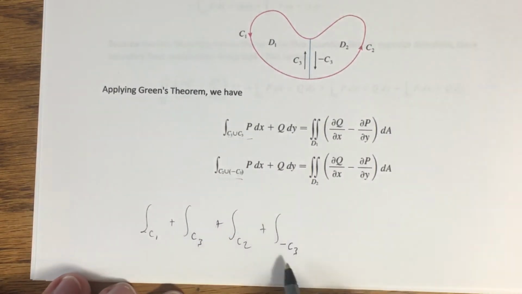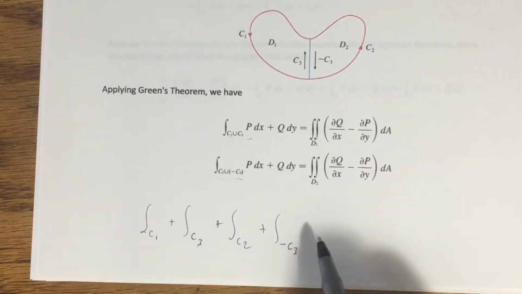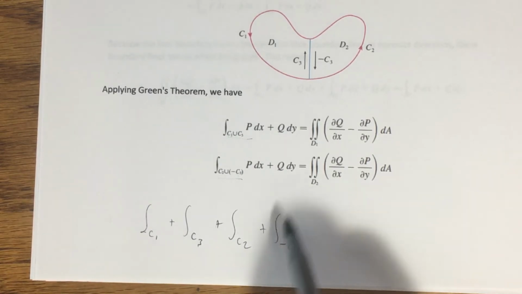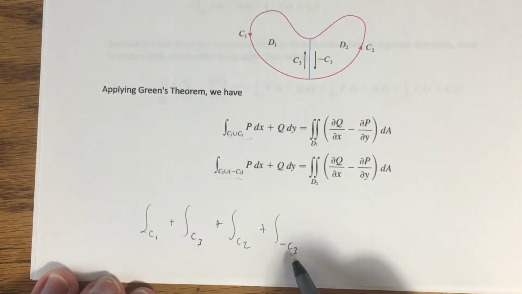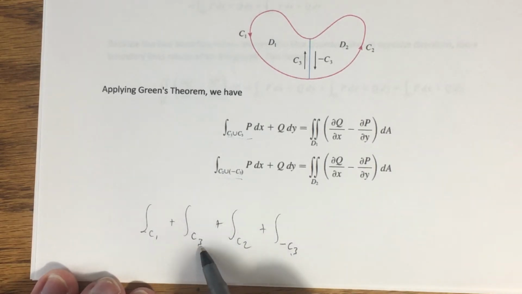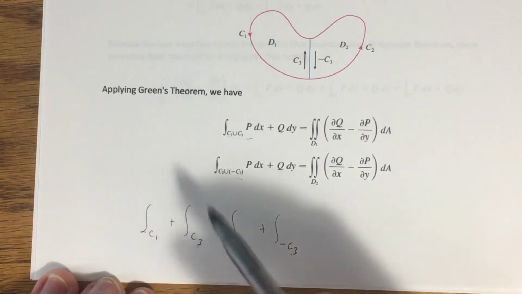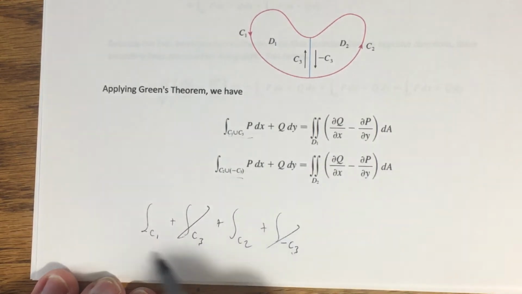But here's one thing that we know. If you do a line integral along the opposite of a curve, like negative C3 here, that negative can be brought out. We've used that multiple times. What that means is that this line integral is going to cancel this one because it's going to end up being the opposite of this one. So those cancel and leave me with just the union of C1 and C2.